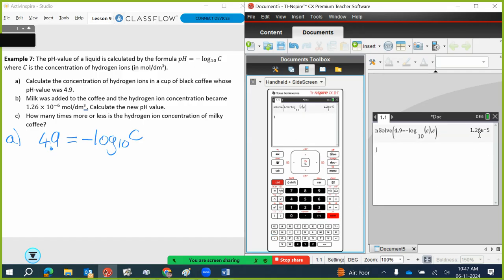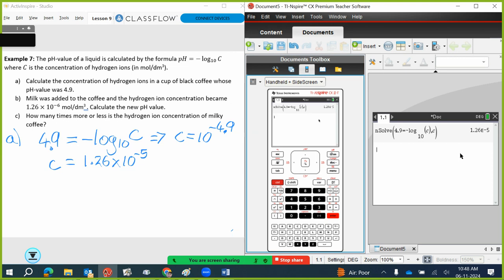This will give us this number here, 1.26 e minus 5. Now, that number is in standard form. That is how the calculator expresses standard form. So in this case, we are getting C is equal to 1.26 times 10 to the power of minus 5. So we can write it like this. If you're wishing to solve the equation, we would rearrange it. And you can rearrange this one into the form C is equal to 10 to the minus 4.9. If you don't have nSolve on your calculator, just rearrange into this form.